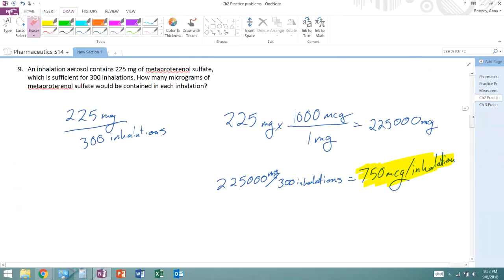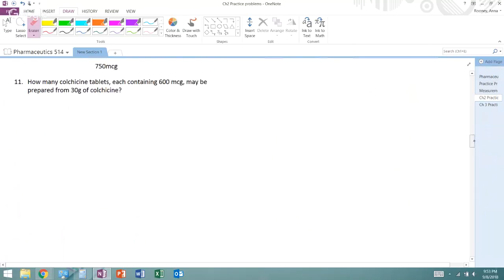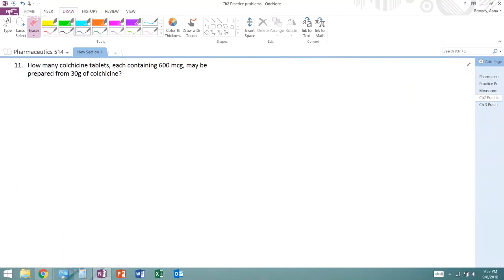So, all right. Ooh, colchicine, our favorite, guys. So, how many tablets, each containing 600 micrograms, may be prepared from 30 grams of colchicine?